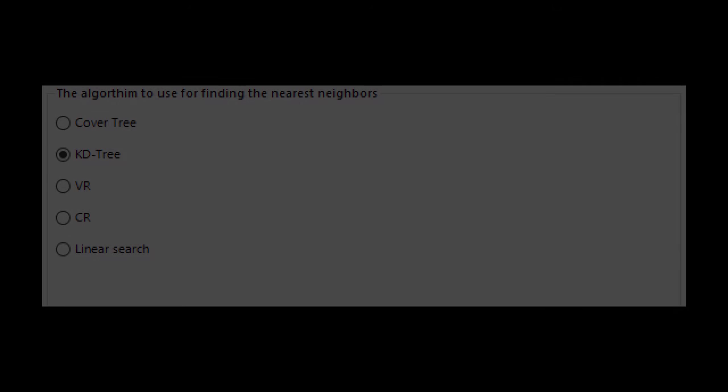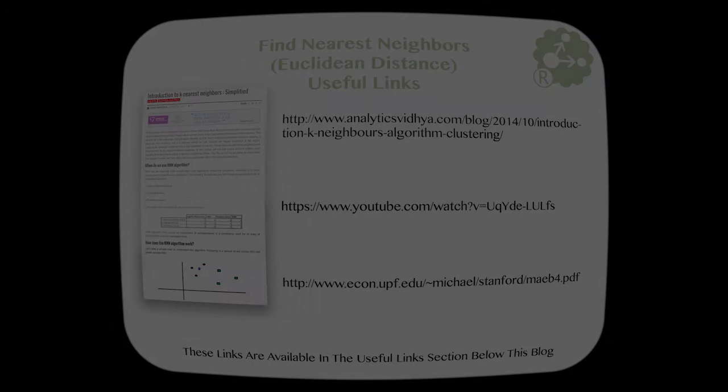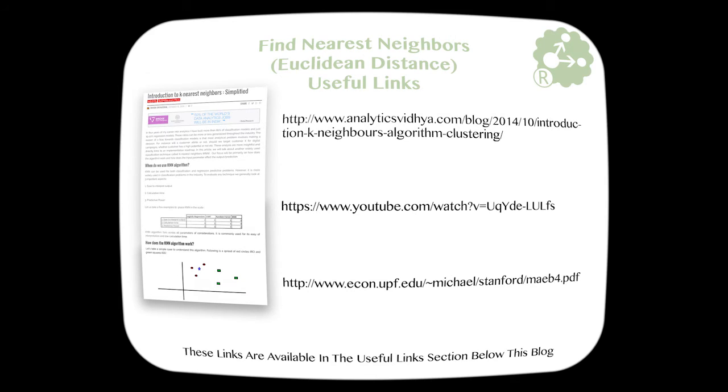There are a number of algorithms we can choose from when using the Find Nearest Neighbour tool, but in this example I'm going to stick with a KD tree. This is due to the combination of accuracy and speed that it provides. There are a number of useful links on the screen now, and also in the useful links section below this video in the blog. So let's get started.